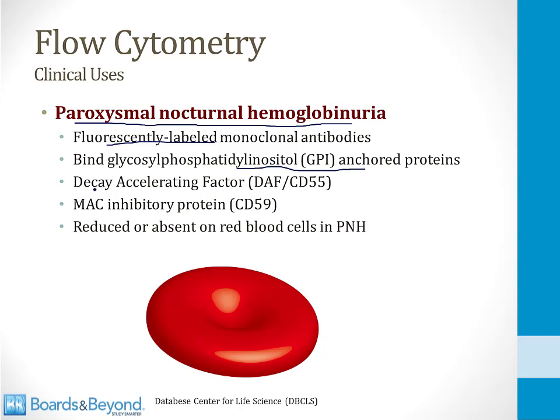They include proteins like decay accelerating factor, which is DAF or CD55, also MAC inhibitory protein or CD59. And what you will see via flow cytometry is that the red blood cells in a patient with PNH will show reduced or absent binding of the monoclonal antibodies to these proteins because in this condition, those proteins are absent. And that concludes our video on flow cytometry.